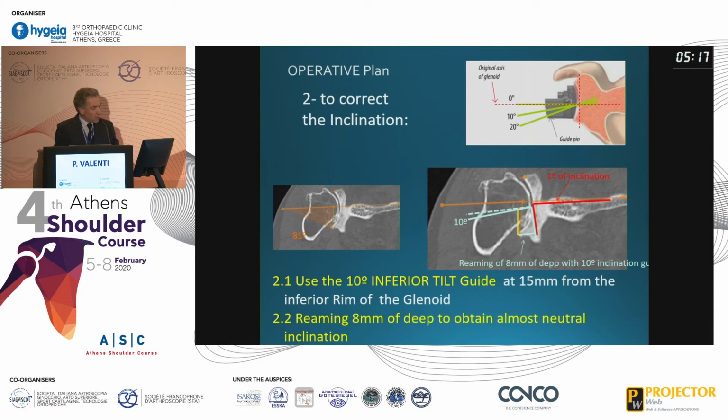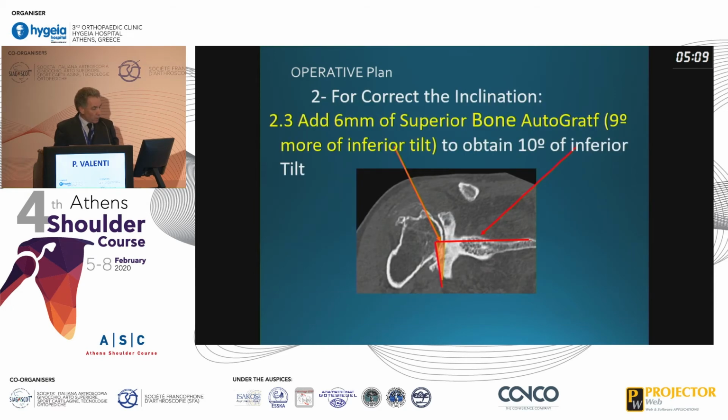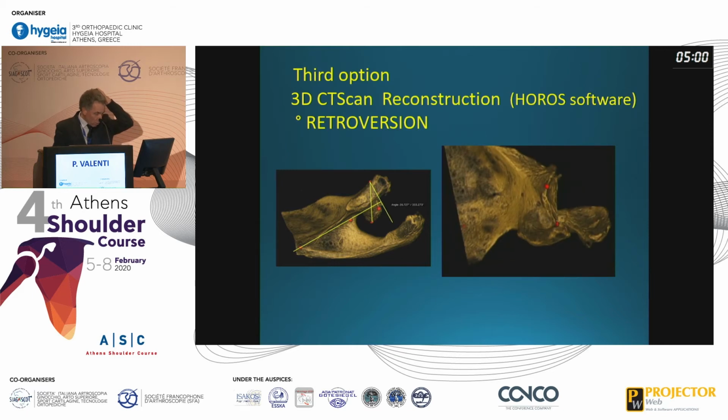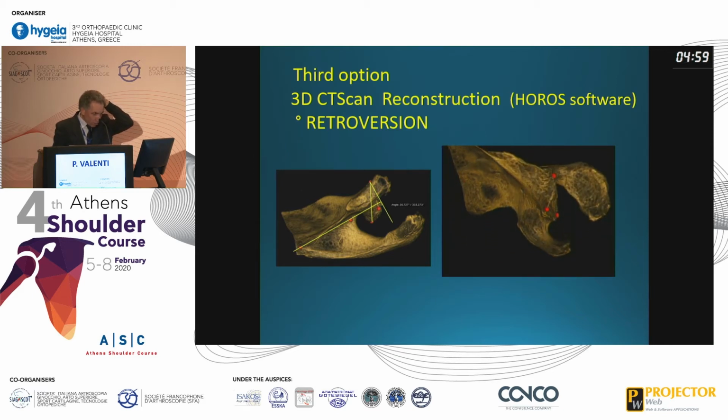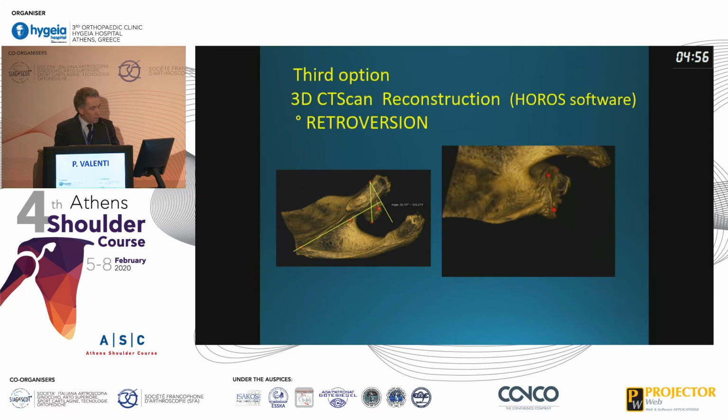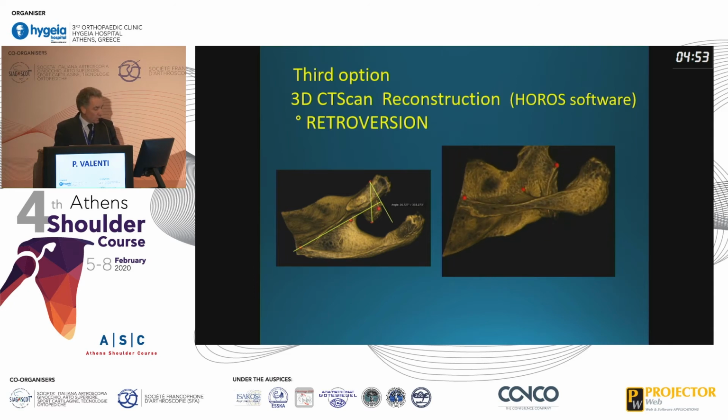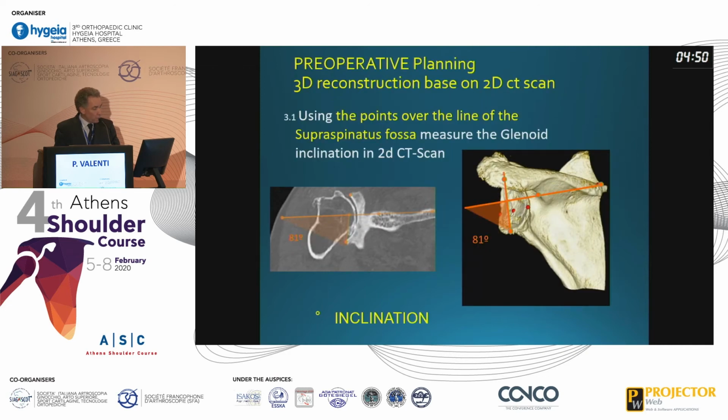I think with the system it's not so bad because you are more precise than if you don't use any guide. You had 6 millimeter superior bone graft, and systematically we did this technique 5 years ago. So after you use OROS software, because we prove that the 3D reconstruction is more precise than the 2D reconstruction, and we try to do three points. You see that the point medially, superiorly, inferiorly to measure the retroversion and the inclination.